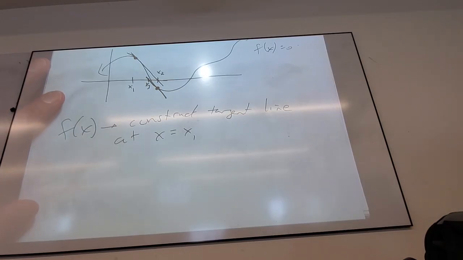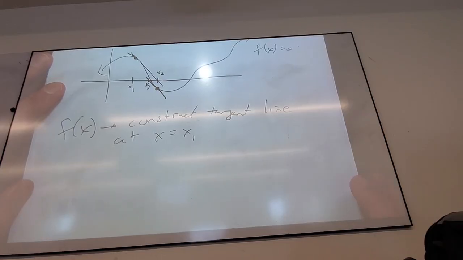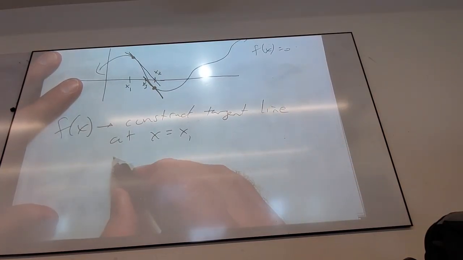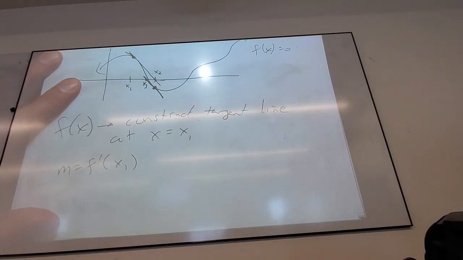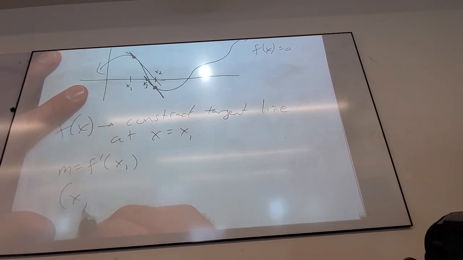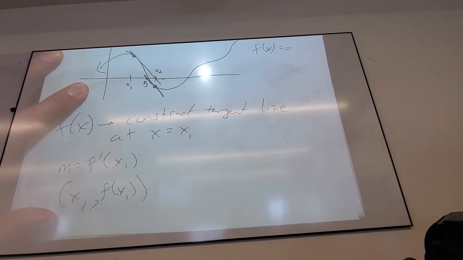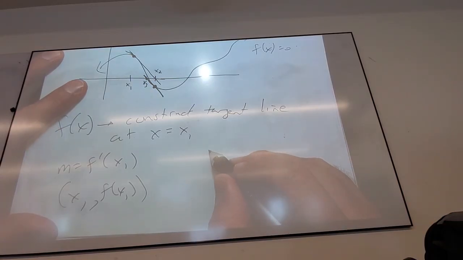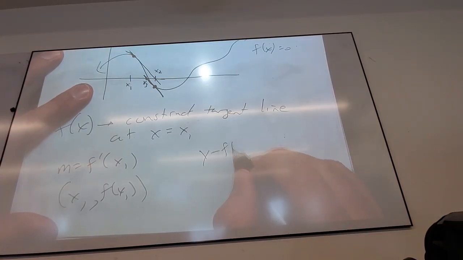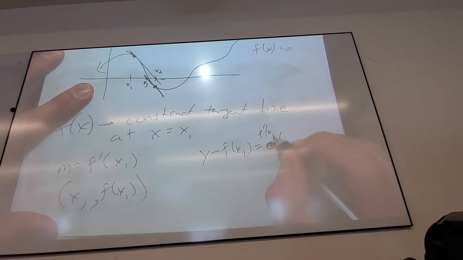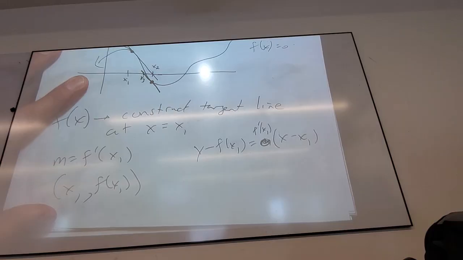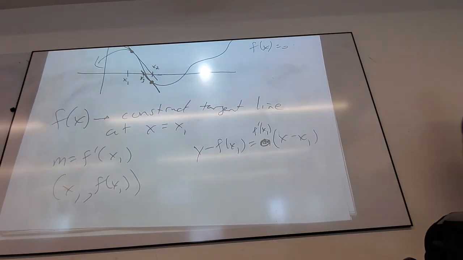You guys with me? So I'm gonna go a little fast. Okay. So I need a slope, so I do f prime of x1, yes? To get my slope. And I need a point, so it'll be x1, f of x1. Yes? So then my tangent line would be y minus f of x1 equals f prime of x1 times x minus x1. So everybody cool, that's just y minus y1 equals m times x minus x1, yes?